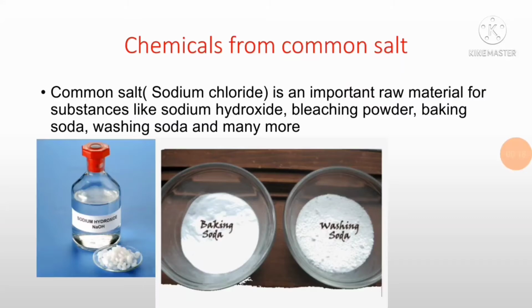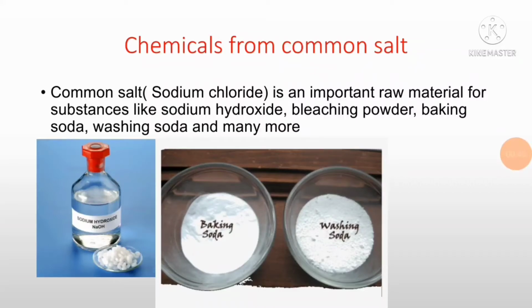Chemicals from common salt. We had discussed what is called a salt. I hope all of you have understood what a salt is. What is a salt? Salt is a compound which is formed by the replacement of hydrogen of an acid by a metal, or it is the combination of the negative charge of an acid with the positive charge of a base.